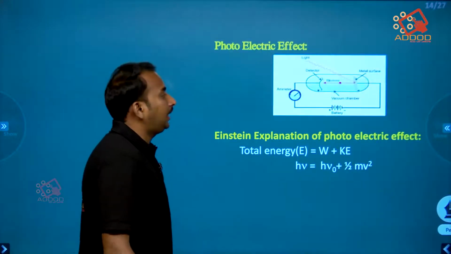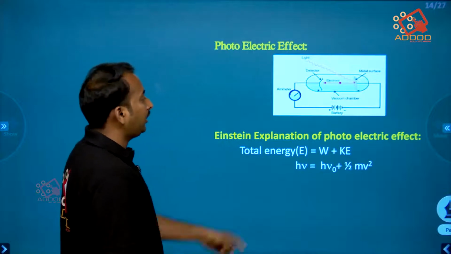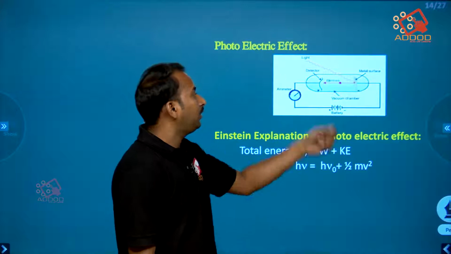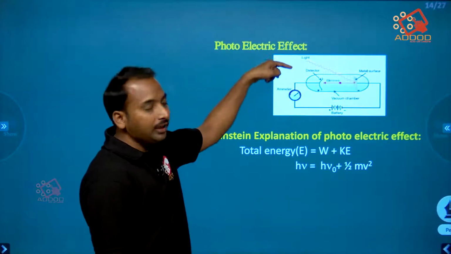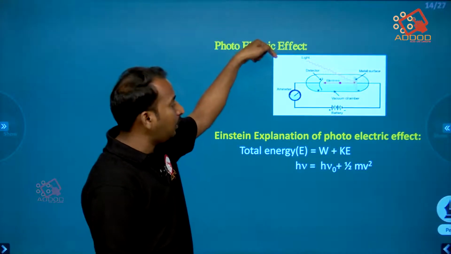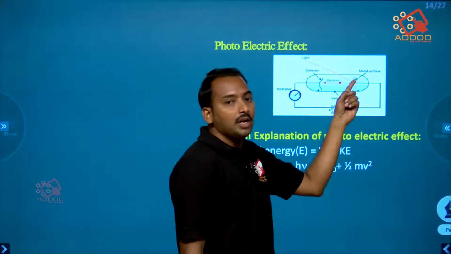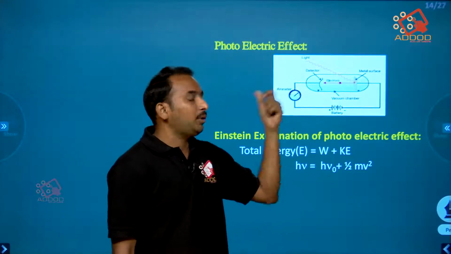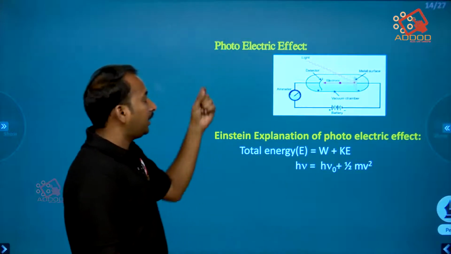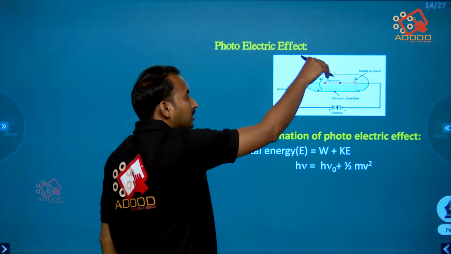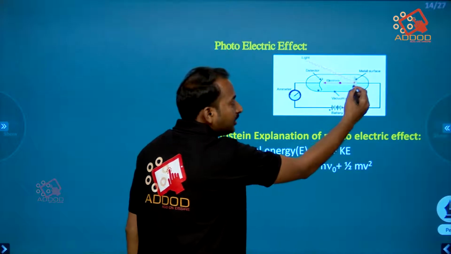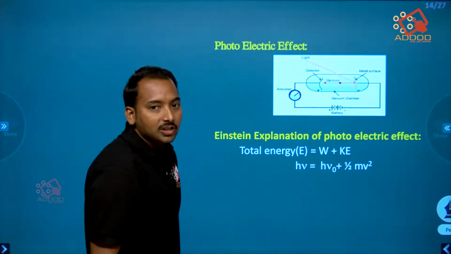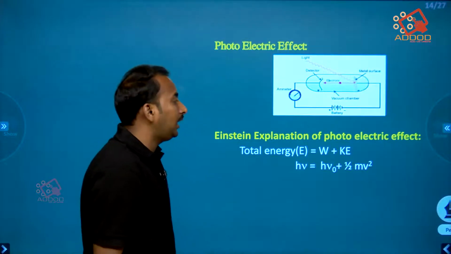Next, the photoelectric effect. What is meant by the photoelectric effect? We see the experiment. When suitable light is incident on a metal surface, the ejection of electrons takes place from the metal surface. This phenomenon is called the photoelectric effect. So when light of suitable frequency is incident on the metal surface, the ejection of electrons takes place. This phenomenon is called the photoelectric effect.